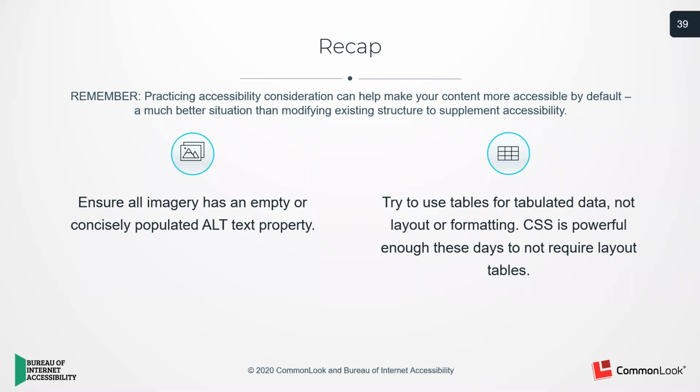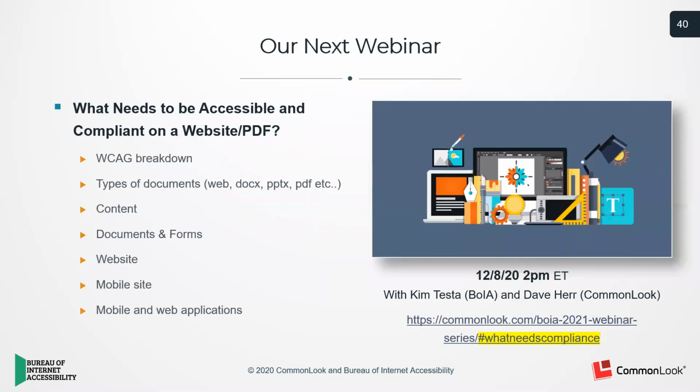There's a lot that can be done to your websites and apps to make them more accessible. I hope this presentation has been somewhat helpful in illustrating the main accessibility user experience points. If you begin applying these techniques, you'll be making significant progress to providing an accessible user experience for your audience. And remember, practicing accessibility consideration can help make your content more accessible by default, which is a much better situation than modifying an existing structure and trying to supplement accessibility as a band-aided approach.